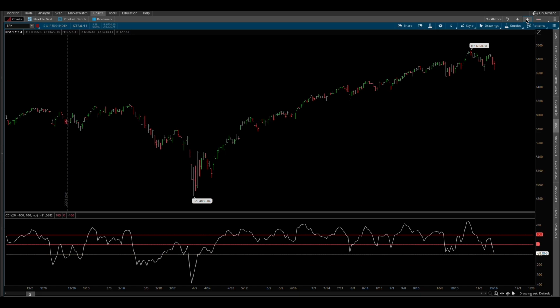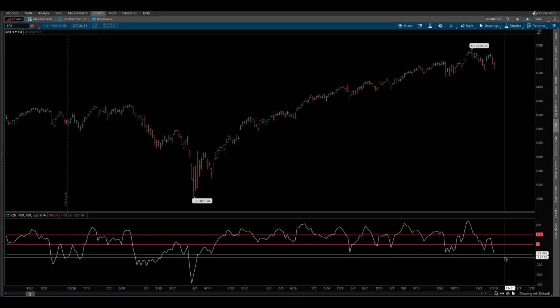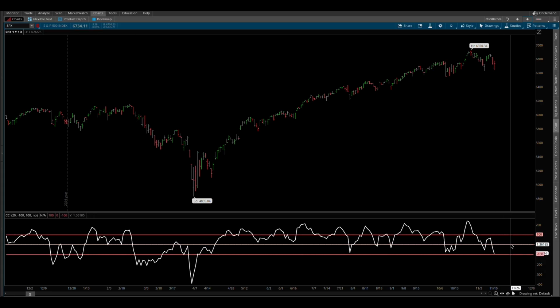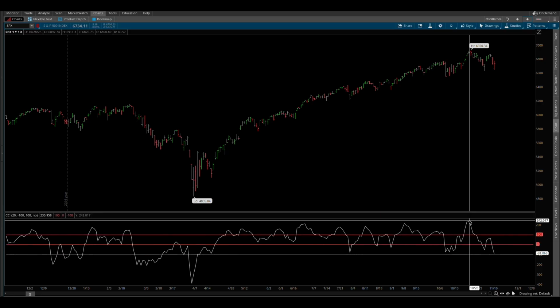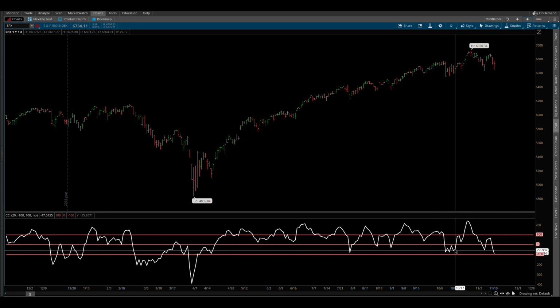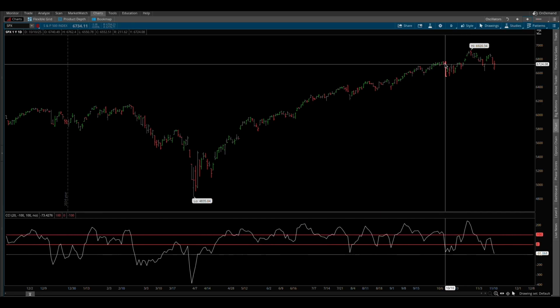Then I use a CCI just to give us an idea of overextended. So we could actually be potentially overextended here to the downside. We were here up at the top after we rallied after the big move here on October 10th.